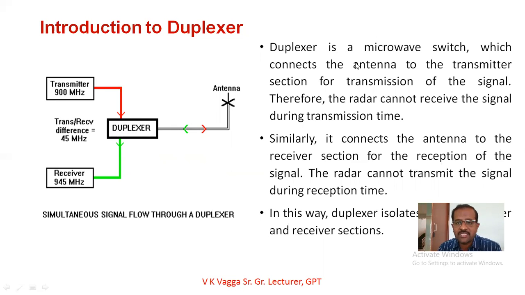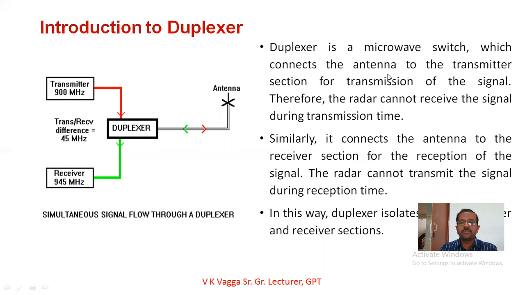The duplexer is the microwave switch which connects the antenna to the transmitter section for the transmission of the signal. Therefore the radar cannot receive the signal during the transmission. If the duplexer gives the connection to the transmitter, it can't receive the signal. It gives the connection either for the transmitter or for the receiver, only one. It can't give it for both at a time.